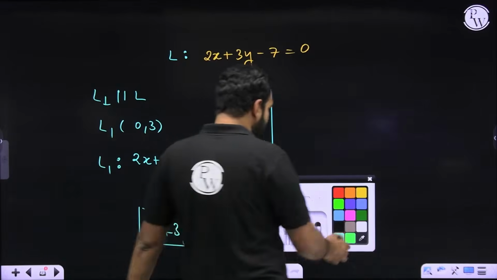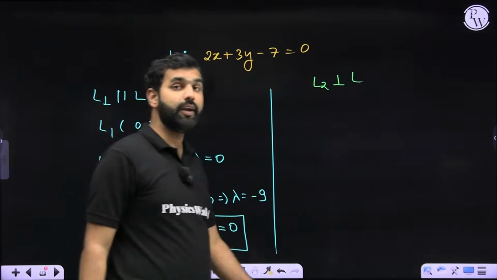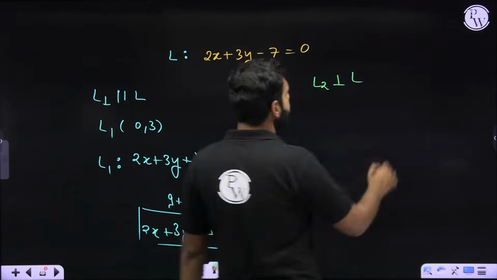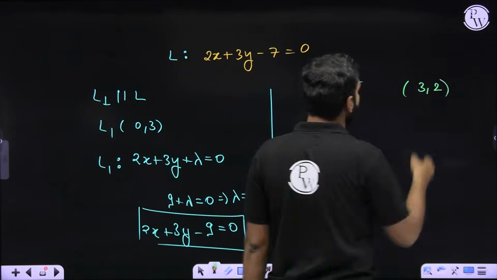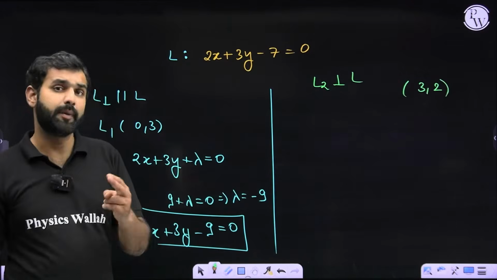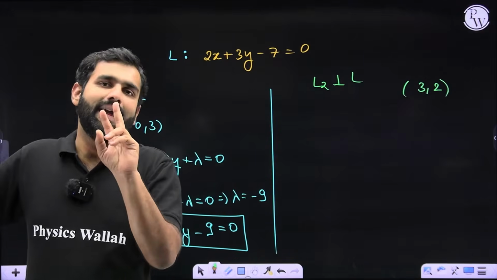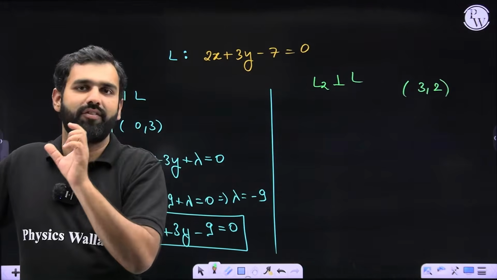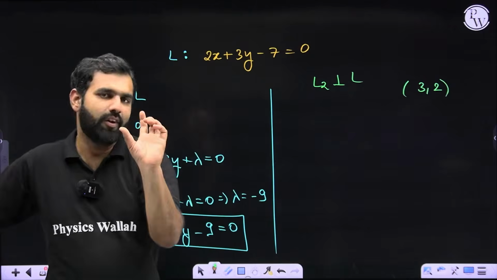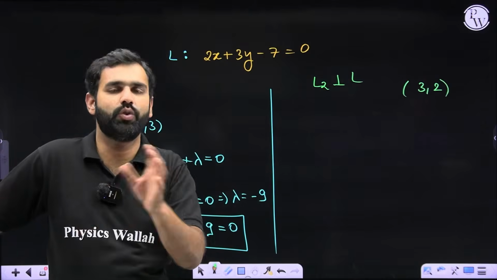Let us form one more category of question. Let's say I am asking you to find another line L2 which is perpendicular to L, and that line, let's say, passes through 3, 2. How will you write its equation? Now, previously the lines were parallel. When lines are perpendicular, just interchange the coefficients of x and y and replace one of the signs by a negative sign. Which means this is positive, this is positive; just make one of them negative. Just change one of the coefficients' sign, either x or y.